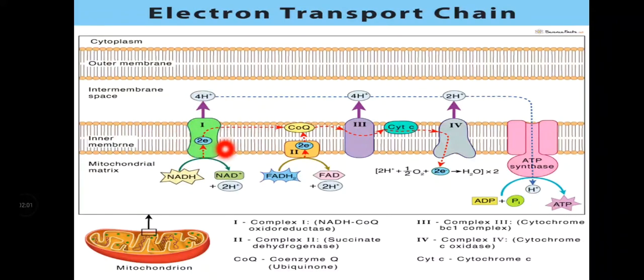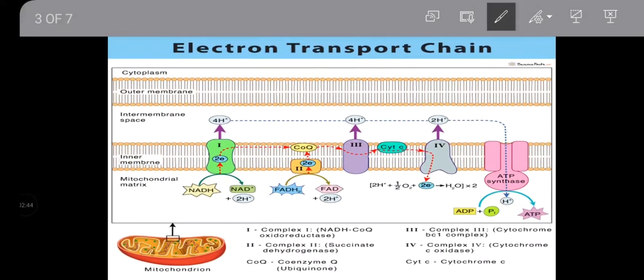The first one, as you can see, this one in green, we call complex 1. Then this is complex 2, then complex 3. This is complex 4. And this is another channel protein that is embedded with the enzyme ATP synthase. These proteins perform various functions. Some of them have channel pores that allow for the movement of protons from where? From the mitochondrial matrix into the intermembrane space.